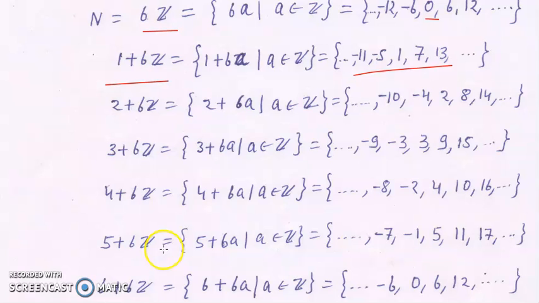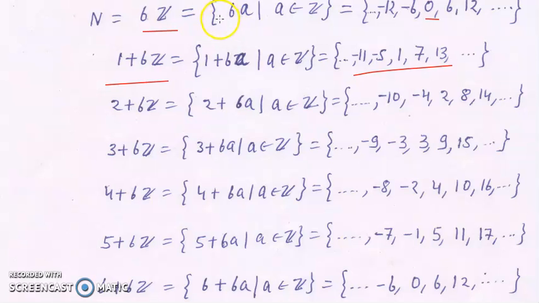After 5 + 6Z, we can consider 6 + 6Z, but 6 is also an element of the first coset, and the cosets are disjoint, so 6 + 6Z will give us the same thing. Similarly, 7 + 6Z will give us the same thing. So we will have only 6 cosets: 6Z, 1 + 6Z, 2 + 6Z, 3 + 6Z, 4 + 6Z, 5 + 6Z. One more way of seeing this is that when you divide any number by 6, you will get only 6 remainders.